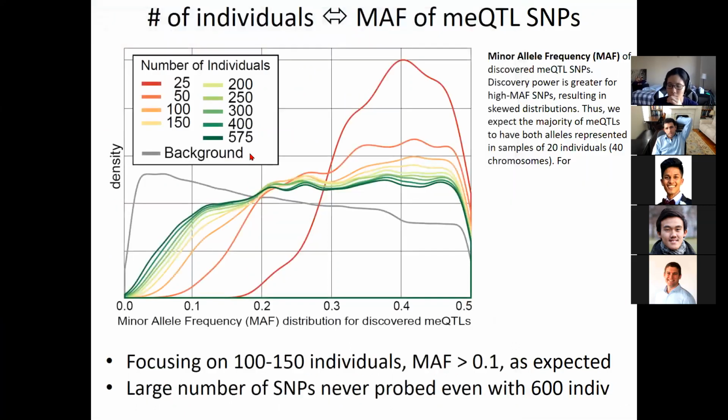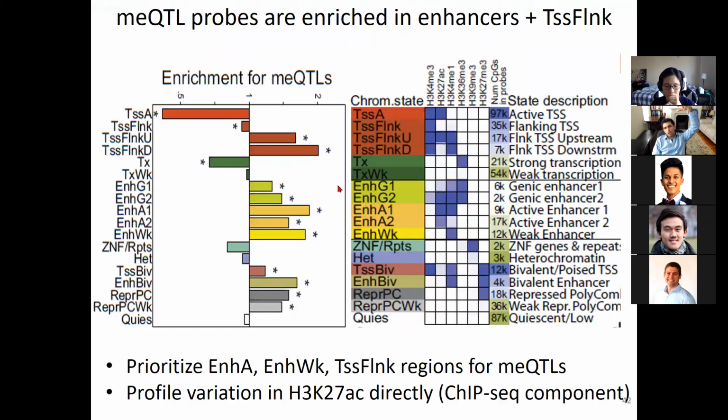And now you can ask not just what are the chromatin state positions of the probes themselves, which is what we did earlier, but now we can ask where are the methylation QTLs sitting? And what you can see is that there's very few methylation QTLs, very few SNPs, very few genetic variants that control methylation in promoters. By contrast, there's a lot of variants that control methylation in enhancers. So that's kind of interesting.